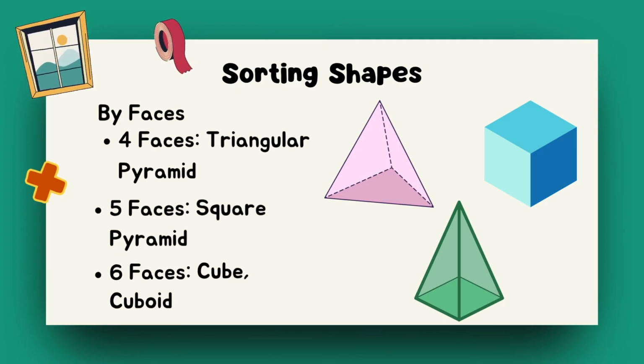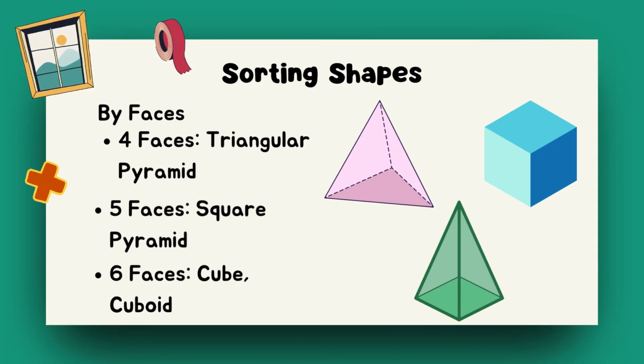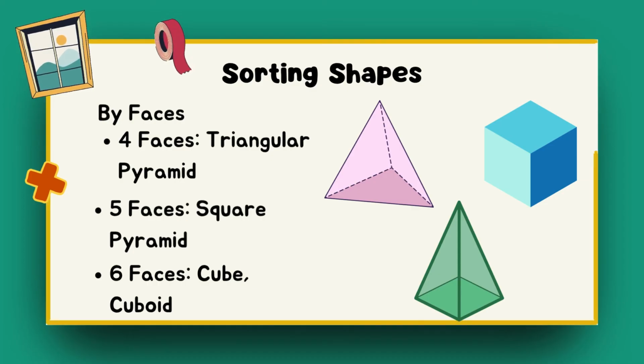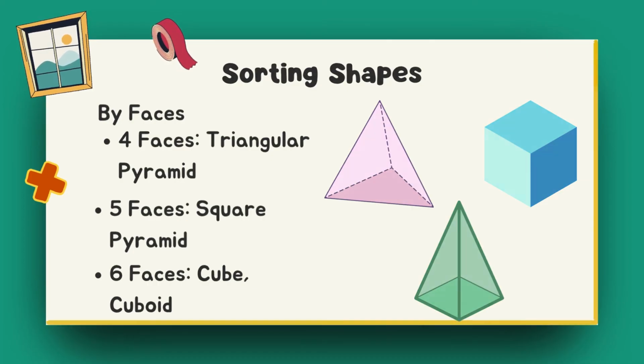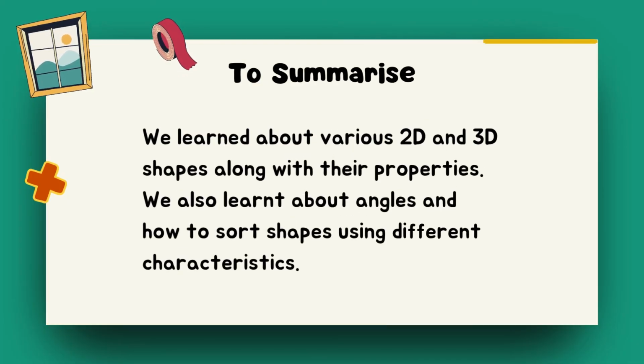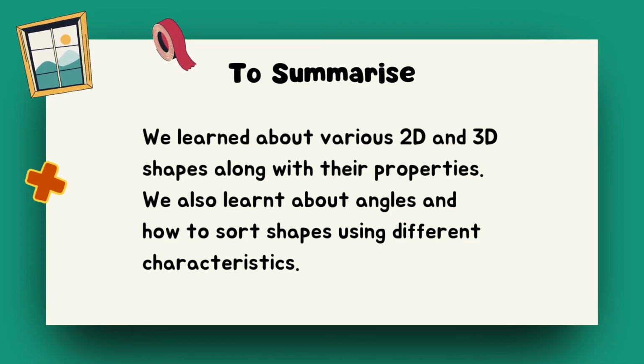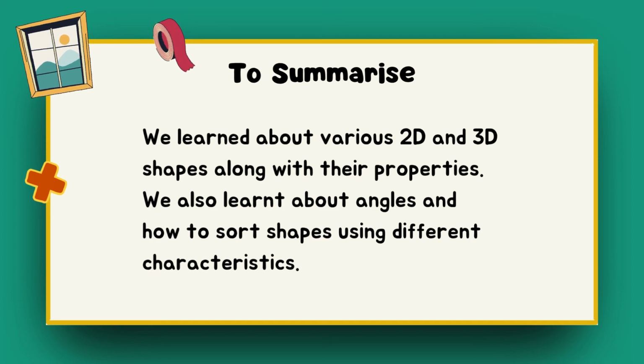By faces, 4 faces make a triangular pyramid. 5 faces make a square pyramid. 6 faces make up a cube or a cuboid. To summarize, we learned about various 2D and 3D shapes and their properties. We also learned about angles and how to sort shapes using different characteristics.